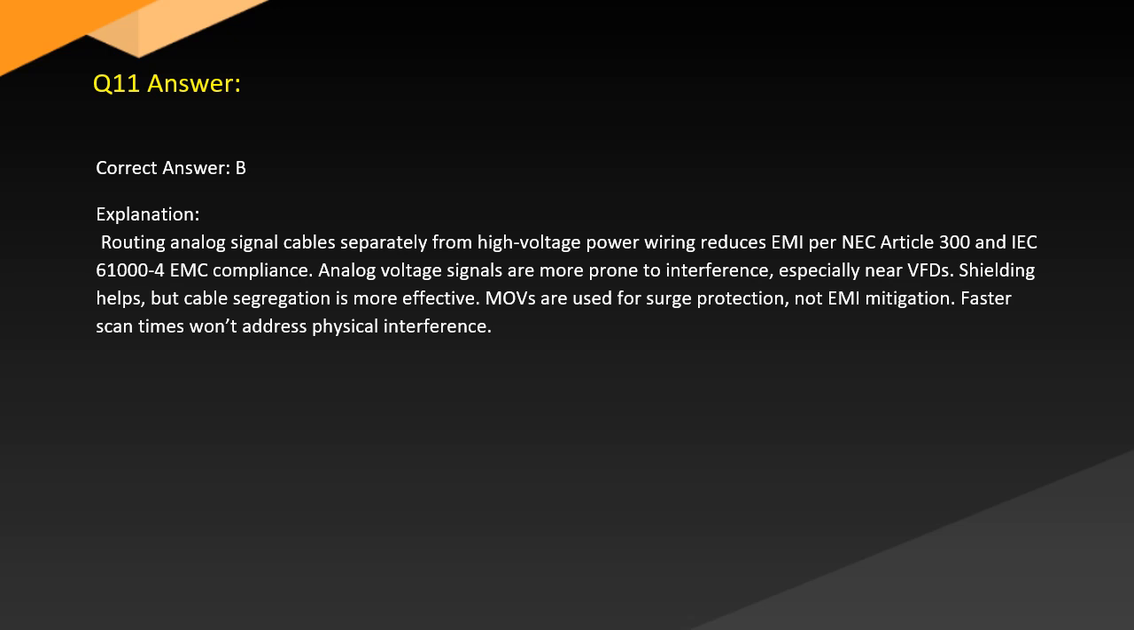Answer. Correct answer: B. Explanation. Routing analog signal cables separately from high voltage power wiring reduces EMI, per NEC Article 300 and IEC 61000-4 compliance. Analog voltage signals are more prone to interference, especially with VFDs. Shielding helps, but cable segregation is more effective. MOVs are used for surge protection, not EMI mitigation. Faster scan times won't address physical interference.